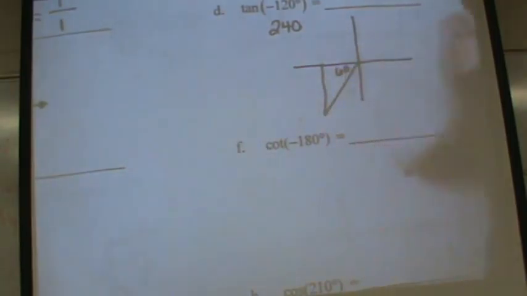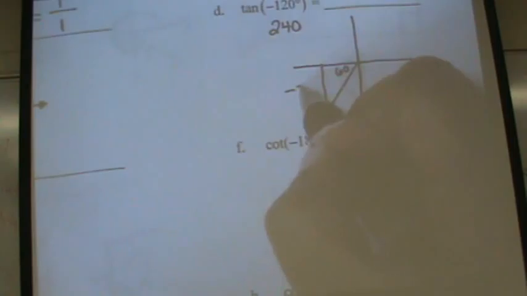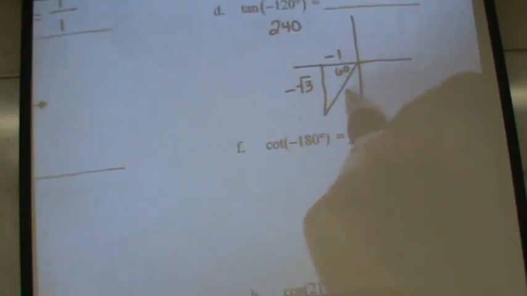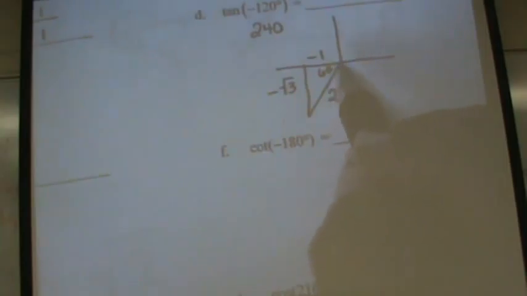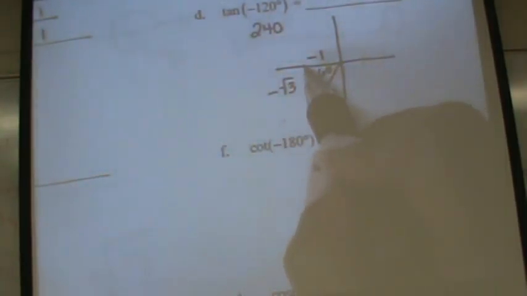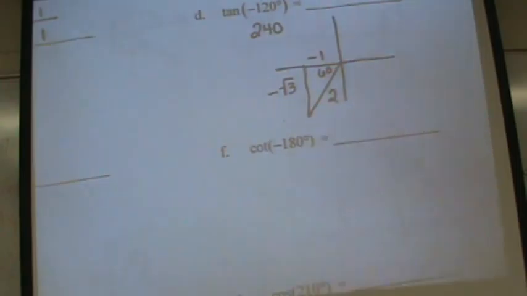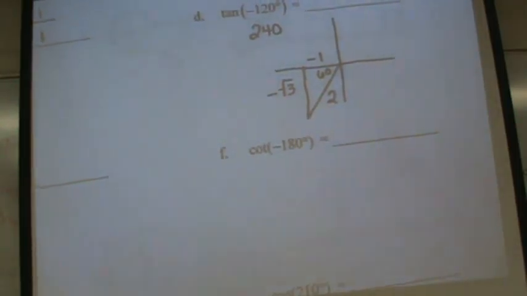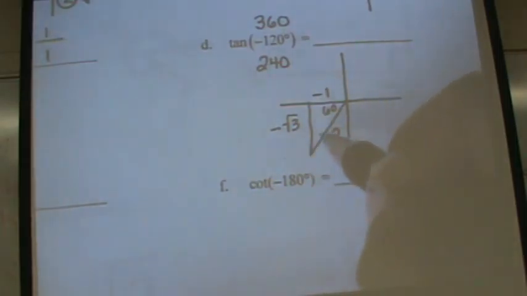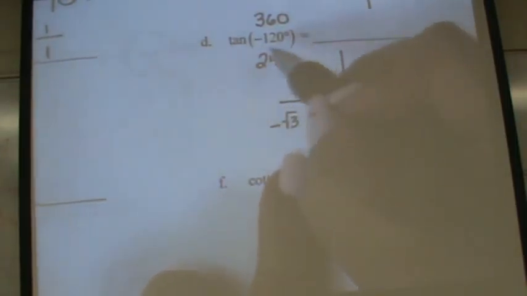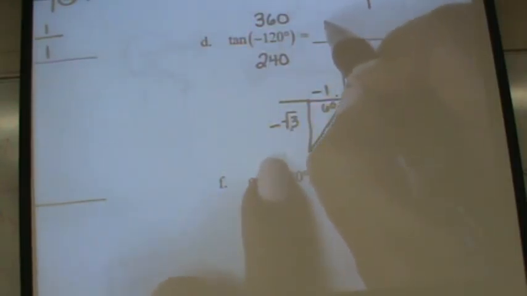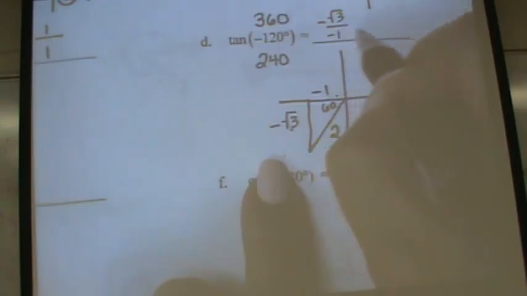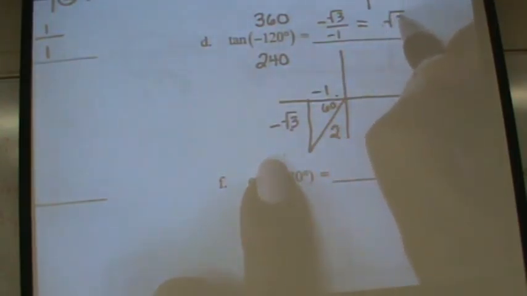This is 60. So I'm going to call this side -√3. This side would be -1, and your hypotenuse is always positive. Why are those negative? Because in quadrant 3, x is negative, y is negative, and the hypotenuse is always positive. Now what's the definition of tangent? Opposite over adjacent. So it's -√3 over -1, and the negatives cancel.